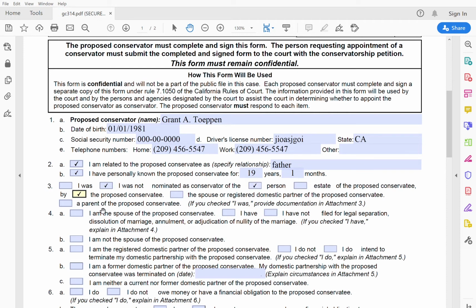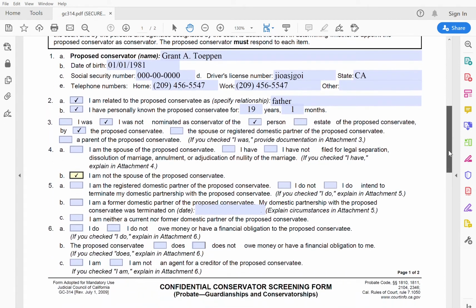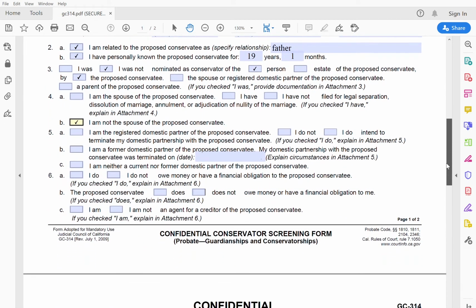There. So am I the spouse of the proposed conservatee? No, I am not the spouse. So for 4, you need to make sure A or B is checked, or you'll have an issue in the probate notes that needs to be cleaned up, usually by a verified declaration.